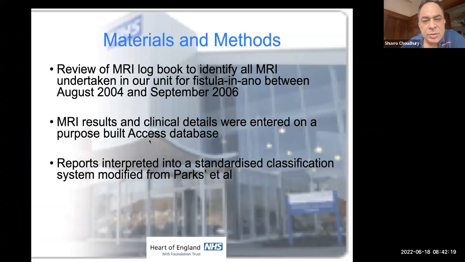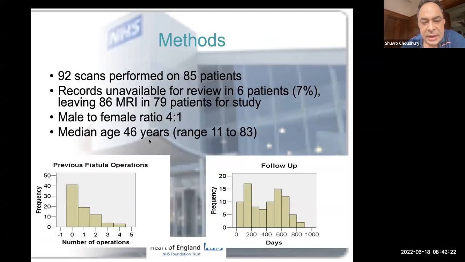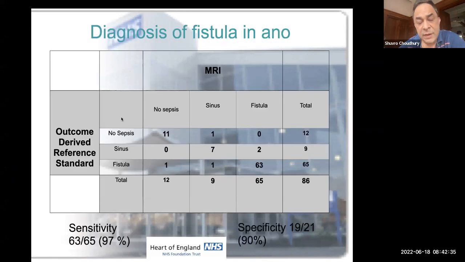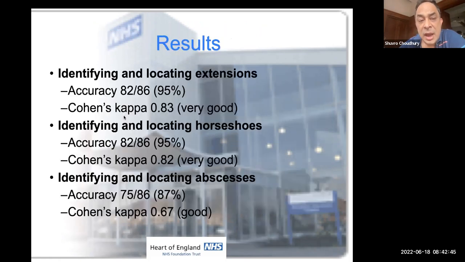So I will not go through this, but we worked on this outcome derived reference standard on 85 patients. And we found that MRI was very good, with a sensitivity of 97% and a specificity of 90% when compared to the outcome derived reference standard. This is our own paper, where we compared locating extensions, identifying horseshoes, or locating abscesses. The results were very good and the surgical correlation was also very good.